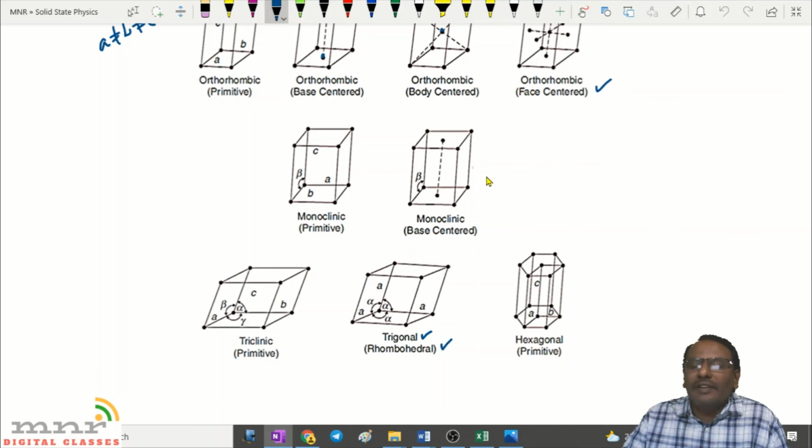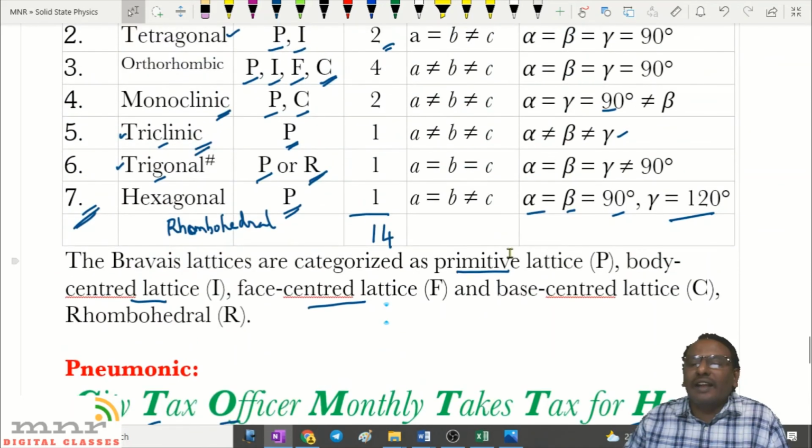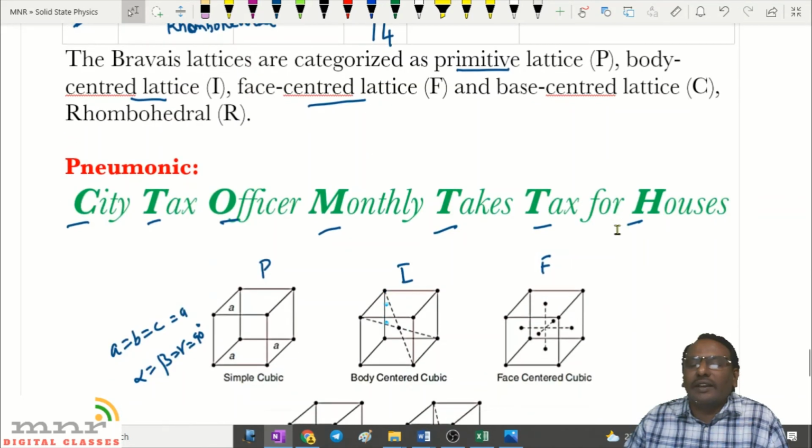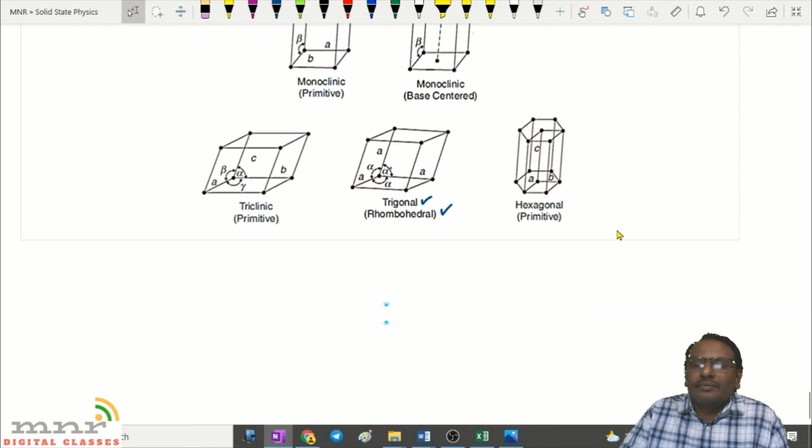Here a, b, c are equal, and all the 3 angles are equal but not equal to 90 degrees. In the last one, hexagonal, we have only one Bravais lattice possible, that is the primitive unit cell or the primitive Bravais lattice.